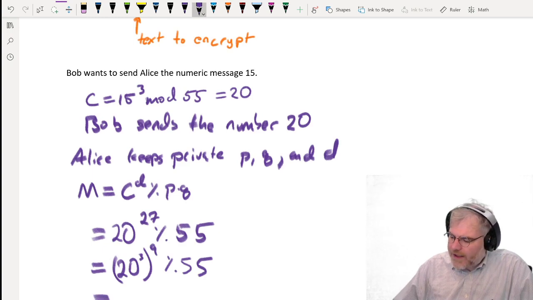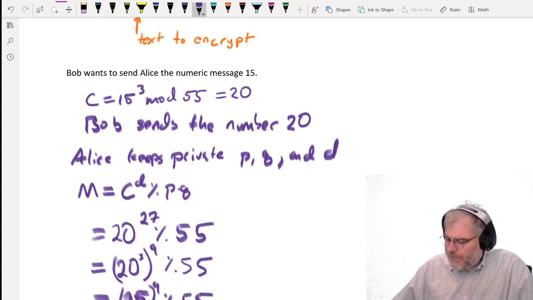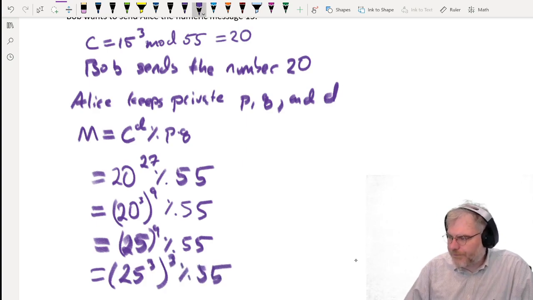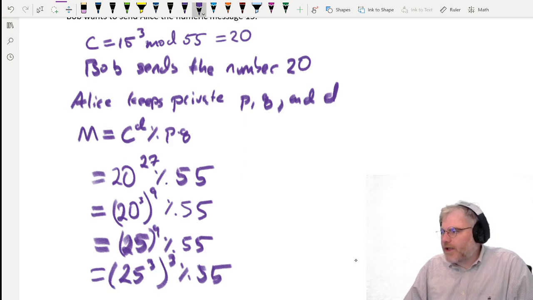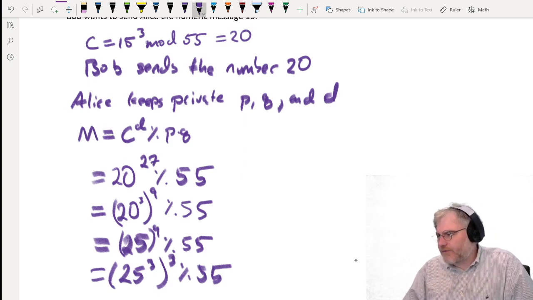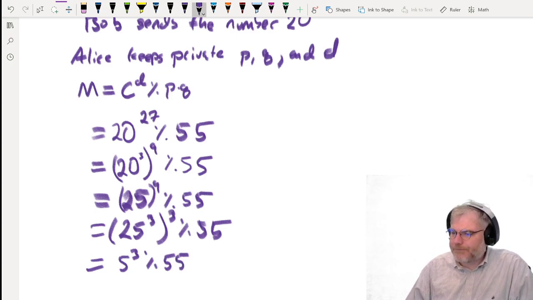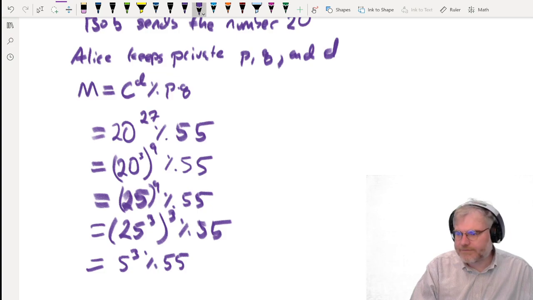So this is going to wind up being 25 to the ninth mod 55. Well, let's do it again: 25 cubed mod 55. Okay, and 25 cubed mod 55 is 5. So now I wind up with 5 cubed mod 55. Everyone on board with that? 1 to 5, how do we feel about this?